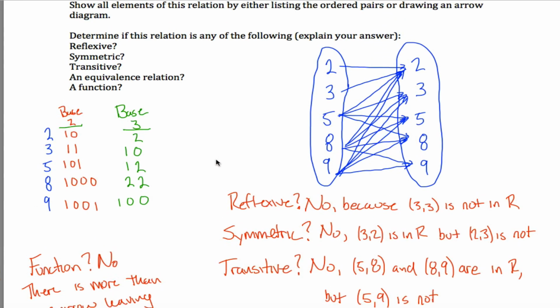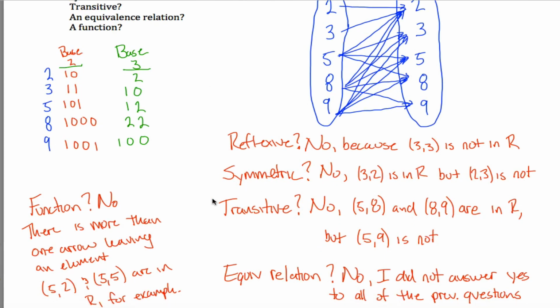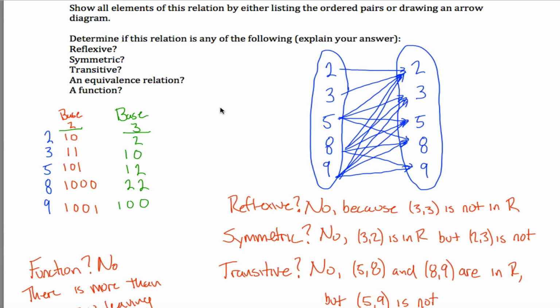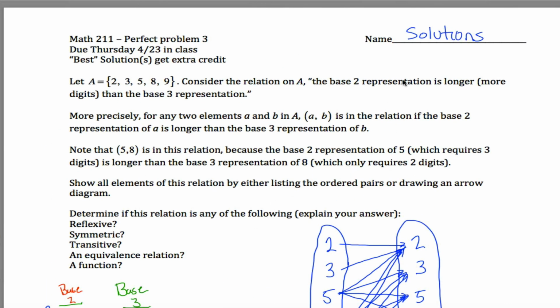So there you go. It is not reflexive, it is not symmetric, it is not transitive, it is not an equivalence relation, and it is not a function. I think I've answered all these questions. I drew my arrow diagram, so I'll stop this video right here.